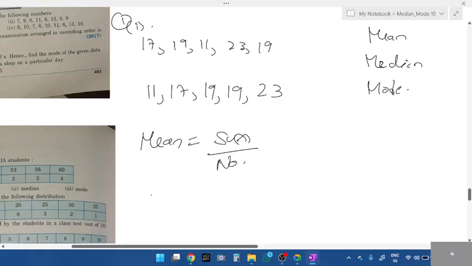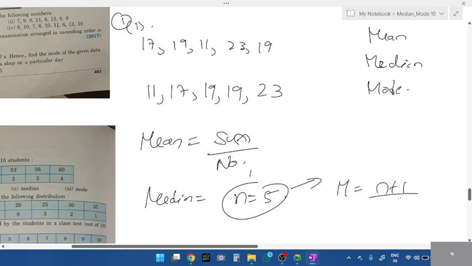Apply that formula. Next, for median, you have to count the number of terms. How many terms are there? 5. Is 5 odd or even? Odd. For odd, what's the formula? Next, what is mode?